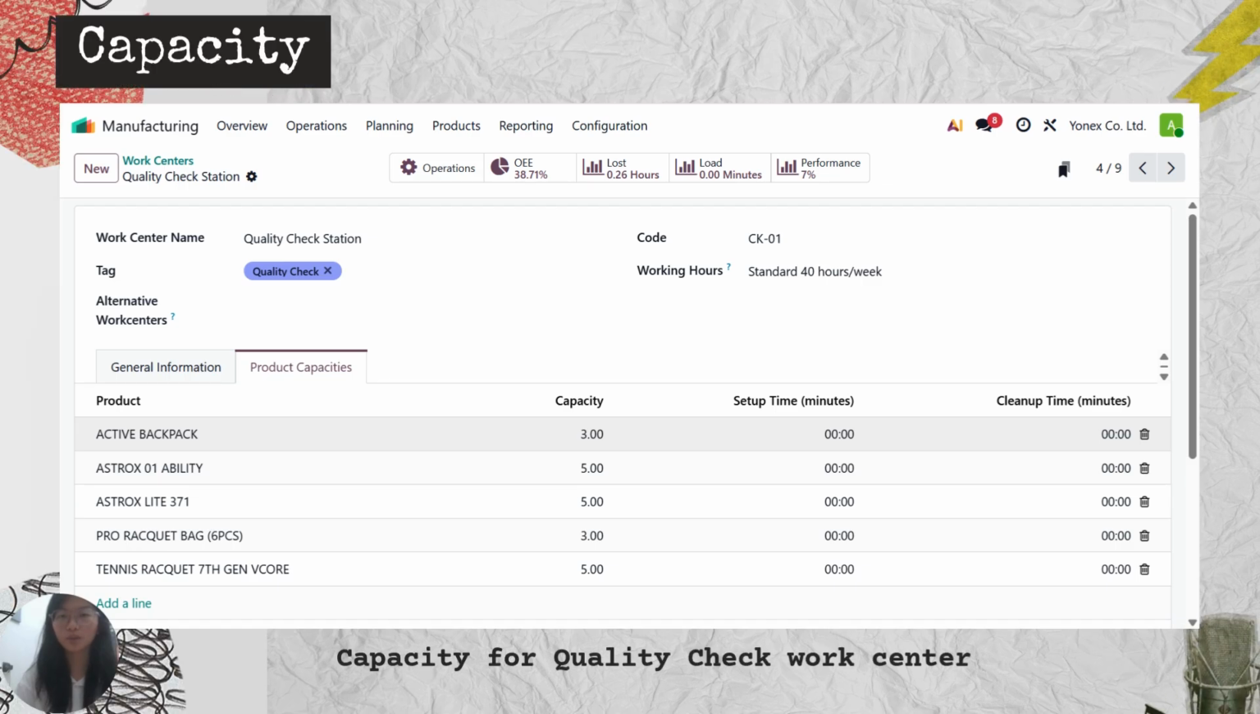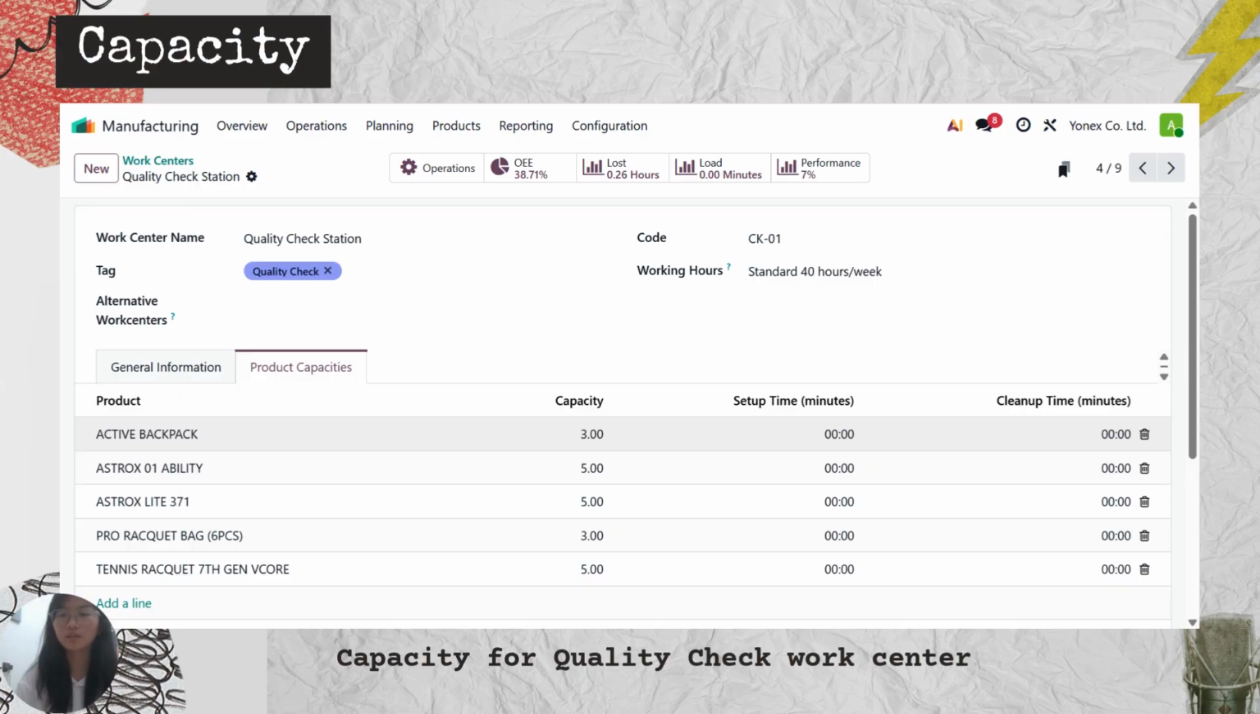And then we come to capacity. Capacity refers to the exact number of identical units or processes that a work center can process. And simply, it refers to how many units this work center can produce at a time.